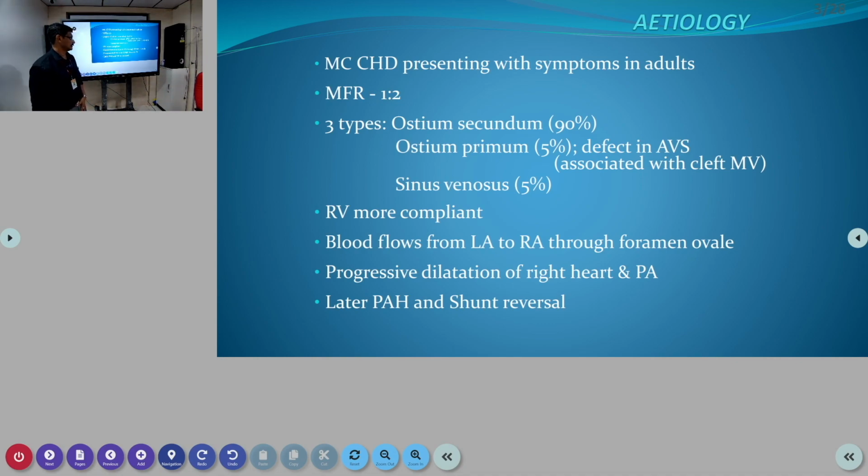Now, usually in atrial septal defect, you should know that the blood flows from the left atrium to the right atrium through the foramen ovale, and because of this increased volume overload towards the right side of the heart, there is progressive dilatation of the right side of the heart and the pulmonary artery, and later there is a tendency to develop pulmonary artery hypertension and shunt reversal, which means basically that the blood starts flowing from the right side of the heart to the left side of the heart.